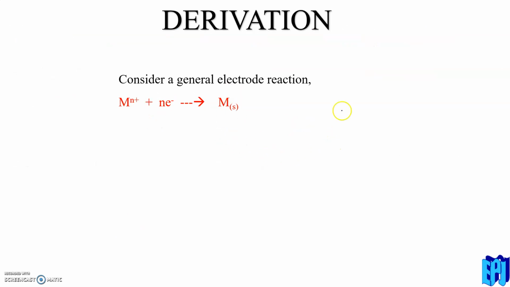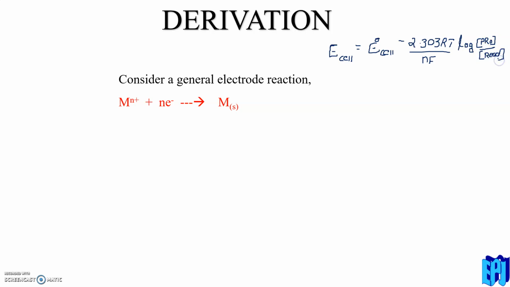Before deriving the equation, just keep the Nernst equation format in your mind, because you know the equation from your plus one, plus two classes. The equation can be written like this: E cell is equal to E0 cell minus 2.303 RT divided by NF, log of the concentration of product divided by the concentration of reactant.